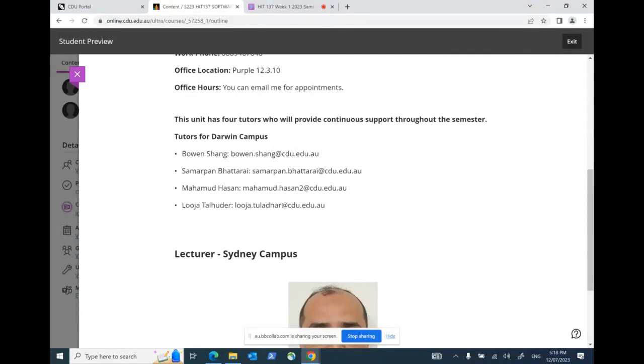You can see Bhavan Shang. Can you raise your hand, Bhavan Shang? This is Bhavan. You should have come over here. Anyway, we have Bhavan Shang, Samarpan, Mahmood, and Luja. So we have 4 people who will be helping us for the Darwin students, right? If you have any questions, please feel free to ask them and CC me. I'll be in the CC place, so don't bother me too much, bother them first. And if they don't do anything, then I'll come back to your solution, okay?